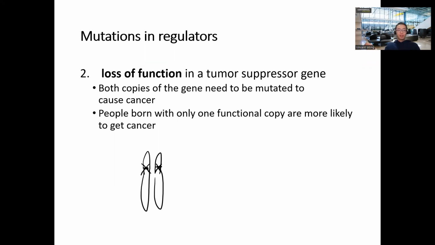Like you have trillions of cells. If you have a mutation in a tumor suppressor gene in one cell and then have the same mutation in another cell, that's okay because each of these cells will still have one functioning copy, right? It's only if you have both copies mutated within the same cell, then you start to grow in an uncontrolled manner. Okay, we'll come back to this point later on Wednesday. People born with only one functional copy are more likely to get cancer. I'll explain what that means later.